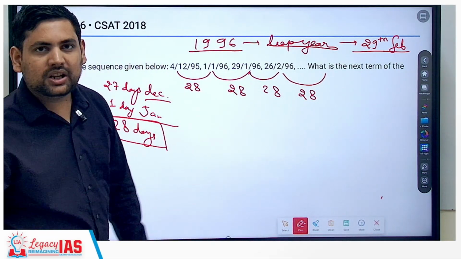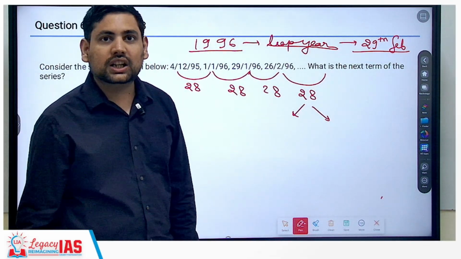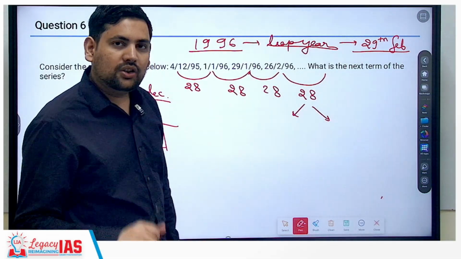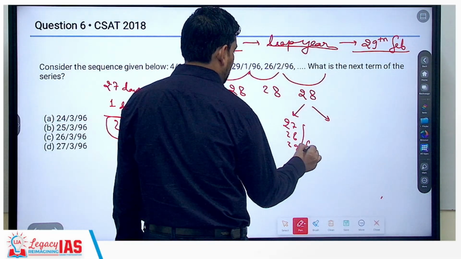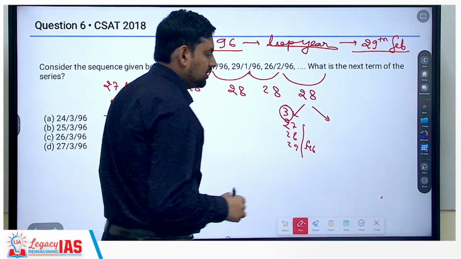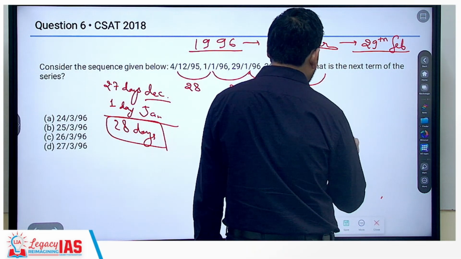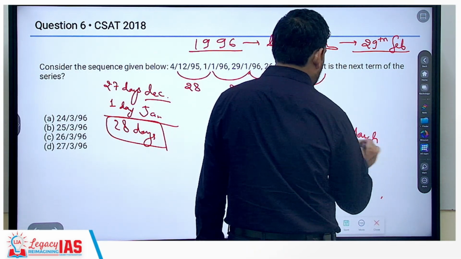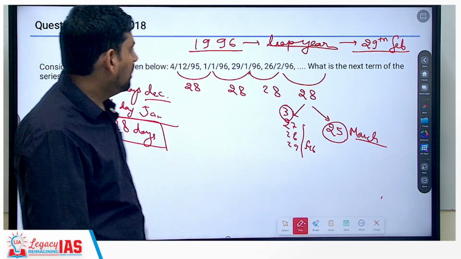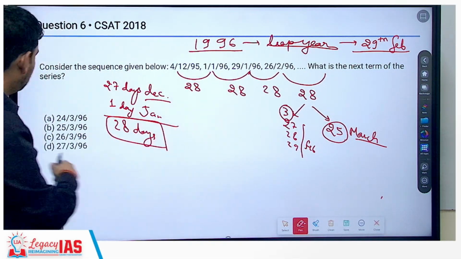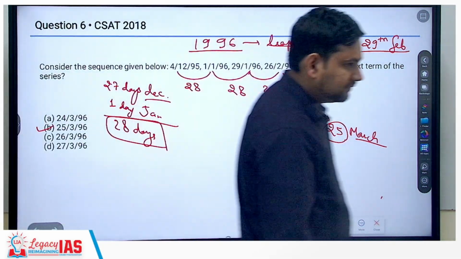But how will 28 be distributed here? So now see, how many days in February are left? Because this is year 1996, so this is a leap year. So there are 3 days left, 27, 28 and 29th of February. That means 3 days are gone here. Now how many days are remaining? So 25 days are remaining, which will be covered in March. Correct? 3 days gone in February, 25 days left in March. Now, what is the next term in the series? It will be 25th of March. So 25/3/1996. Understood? Simple? Okay.